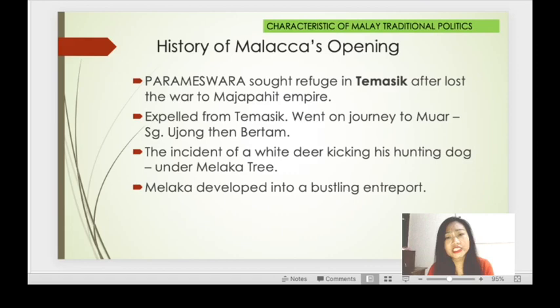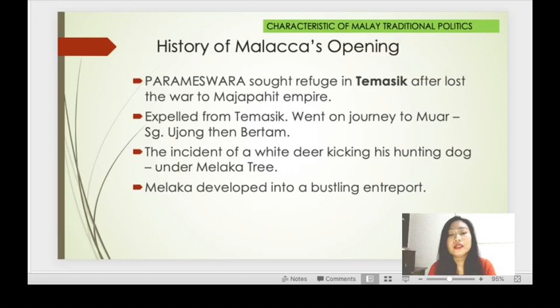So shortly after they arrived in Bertam, Parameswara saw his hunting dogs kicked by a white deer. I'm not sure whether it's a white deer or brown deer, but it is written in history that it is white deer. He was extremely impressed with the bravery and strength shown by the white deer. So he felt like he just witnessed a miracle and he believed that it is a good sign. So he was inspired to start his new empire there.